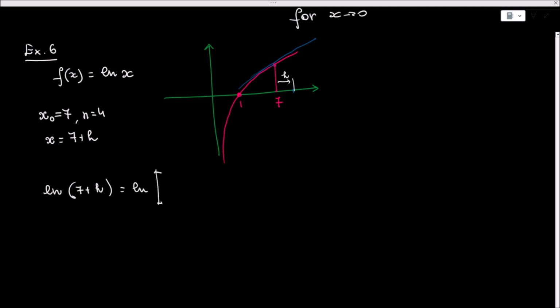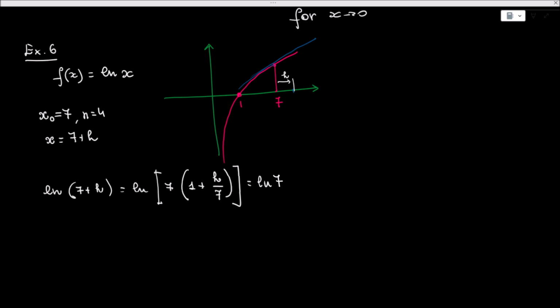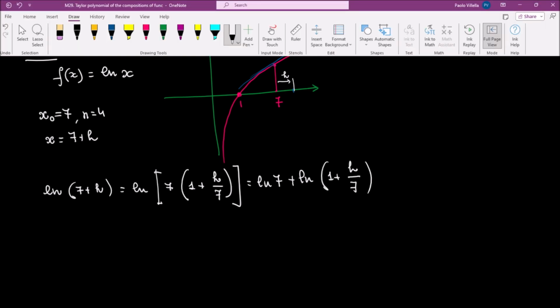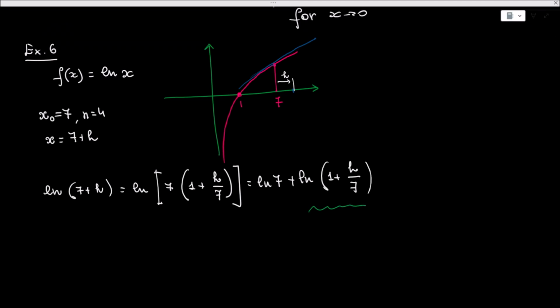Logarithm of, we can factor out 7 here, and we have 7 times 1 plus h divided by 7. And by the properties of the logarithm, we can express this as logarithm of 7 plus the logarithm of 1 plus h divided by 7. Okay, and now we recognize that what we would like to expand at this point is only the second term.